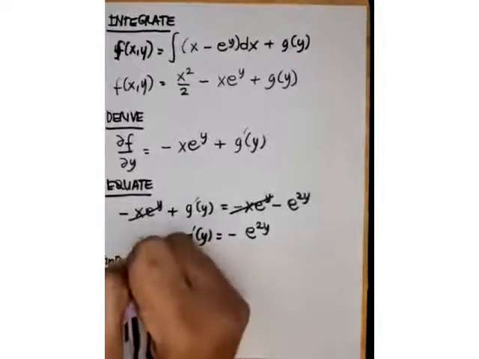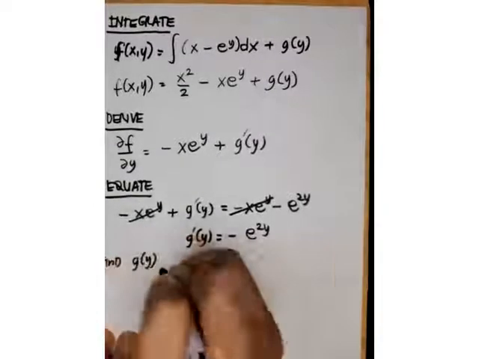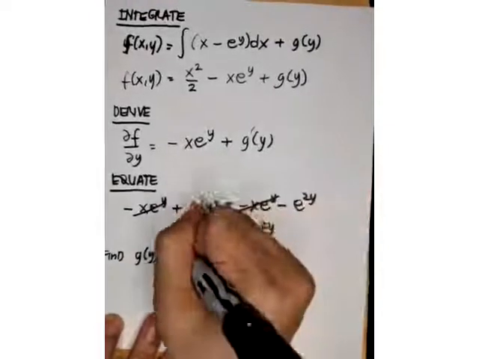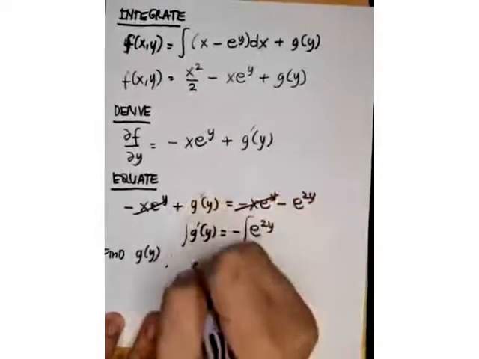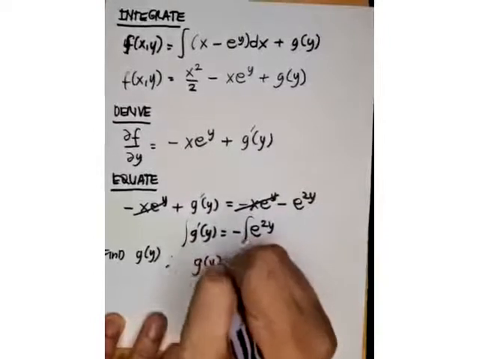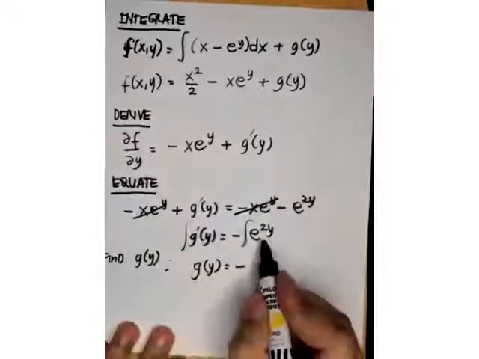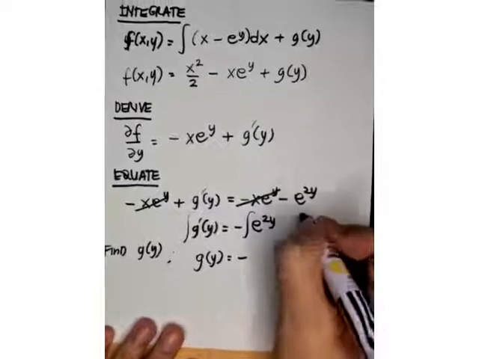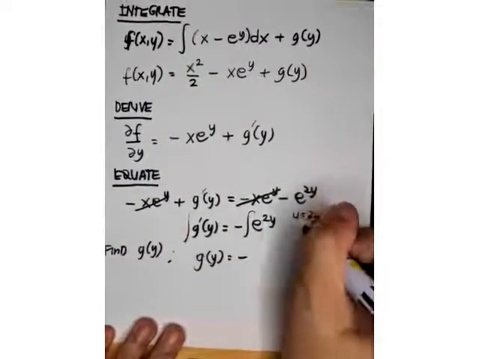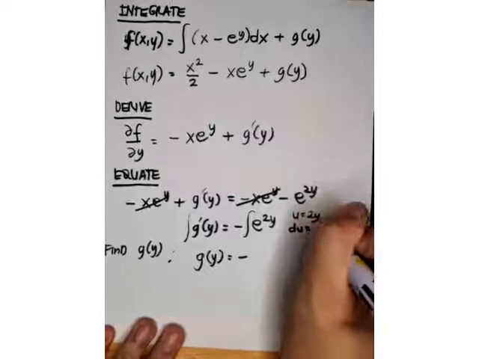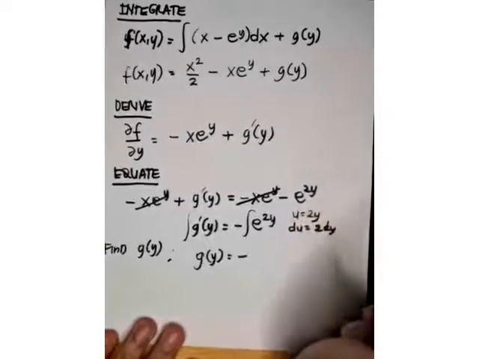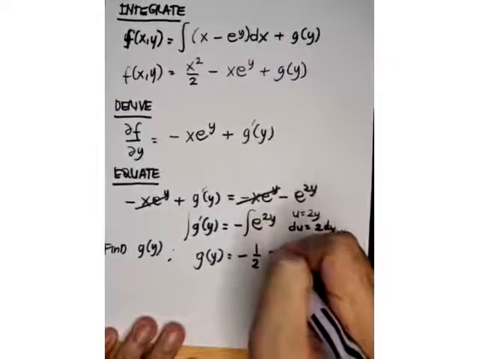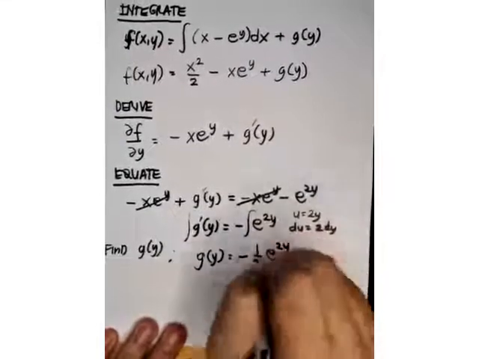Okay, now let's find g of y. So, how will we find g of y? We will integrate g of y prime. So what is our g of y? That's negative. Paano natin i-integrate ang e raised to 2y? Ang u natin ay 2y, ang du natin ay 2 dy. So therefore, we'll have 1/2 na neutralizing factor, e raised to 2y.